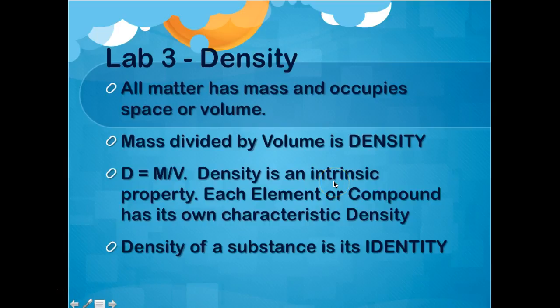Density is an intrinsic property. That means it is a characteristic of that substance. It can help you to identify the substance, whether that substance is an element or a compound. It also tells you about the purity of that substance. For example, pure water should have a density of 1 gram per mil. That's how you identify pure water. So in case you have a sample of water that does not have a density of 1 gram per mil, then you know that it is impure water. It has other impurities in it.